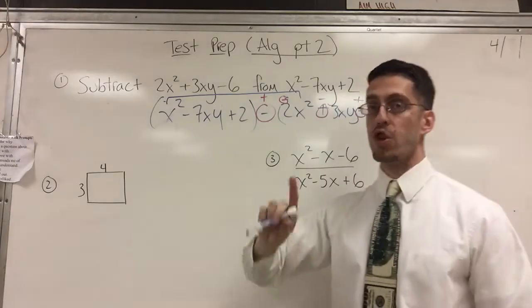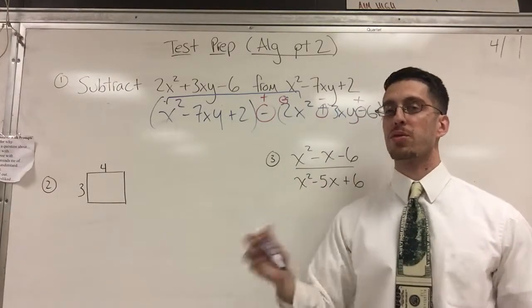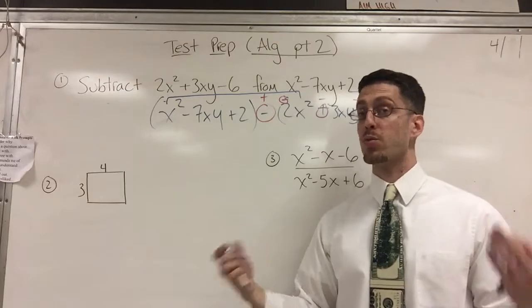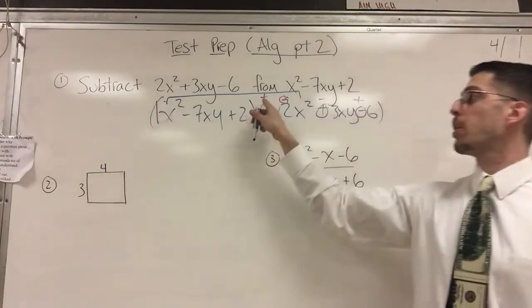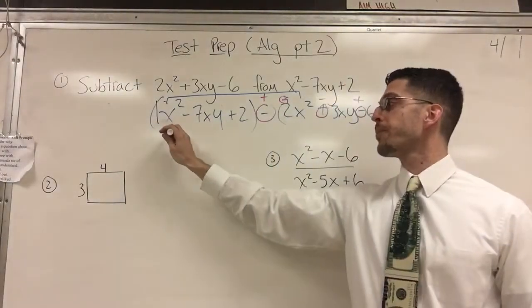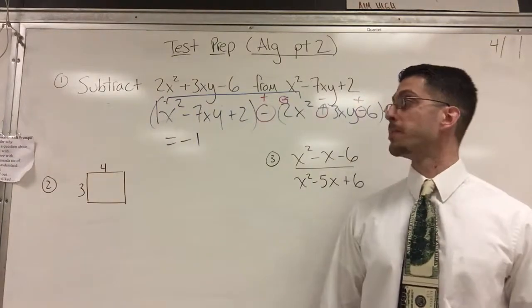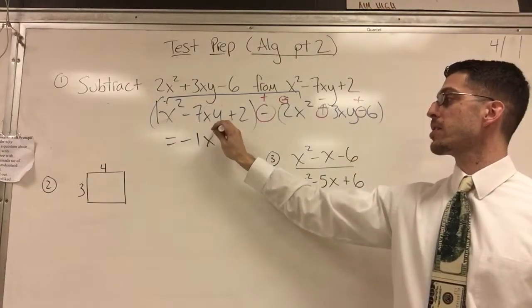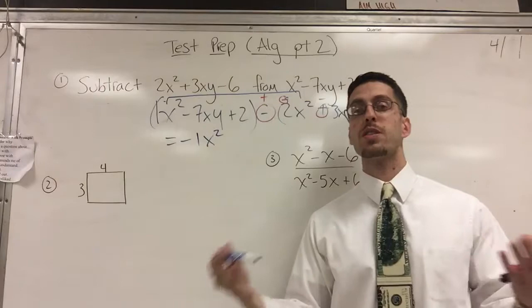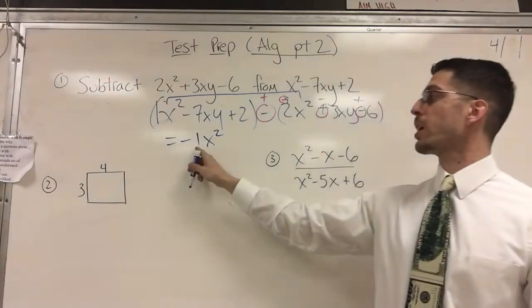Don't know what it is? Type in the calculator just the coefficients. Don't try to put the variables. The calculator doesn't know what x is, it gets confused. 1 plus -2 is -1. X squared stays the same. Do not change the exponents. There's a reason why we call them like terms. So we got -1x squared.